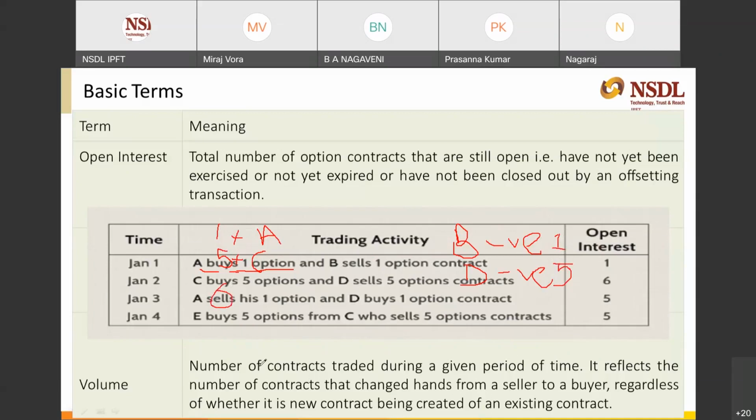Now say for example, A sells this. So we neutralize A. This has gone out. And D also neutralizes 1. So D has come down from 5 to 4. So now this from 6 shifts to 5. So now we have 5 positions which are open in the market.